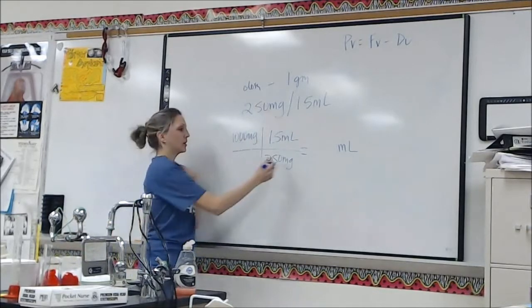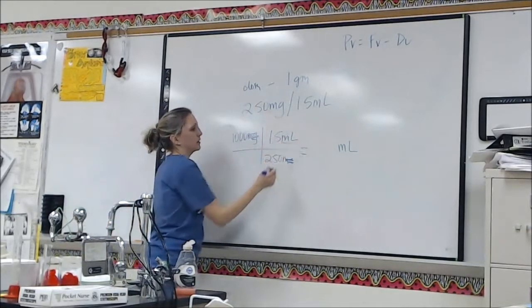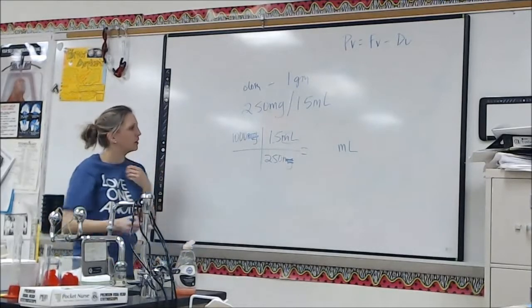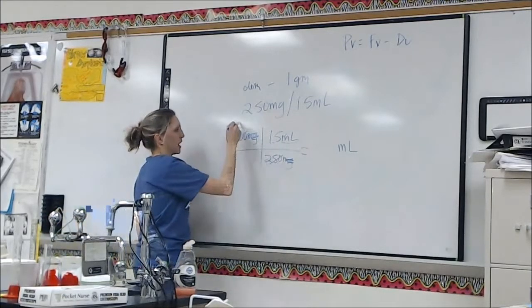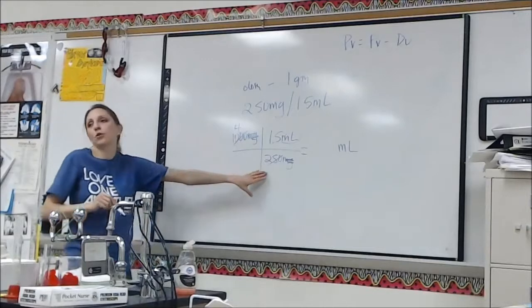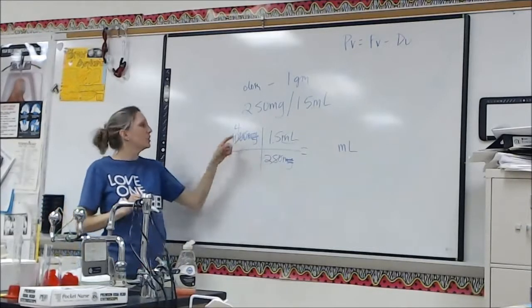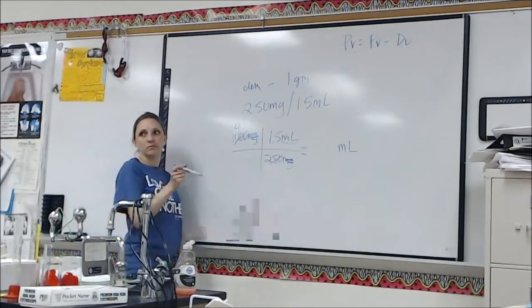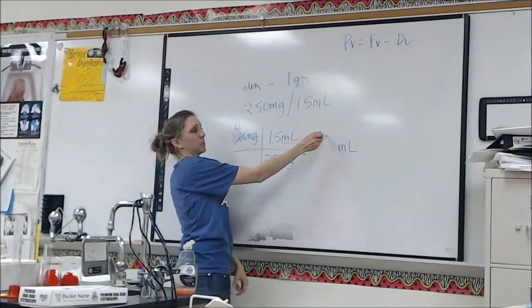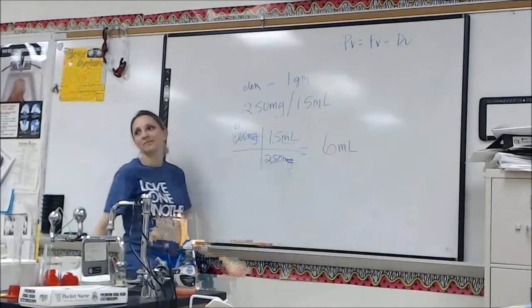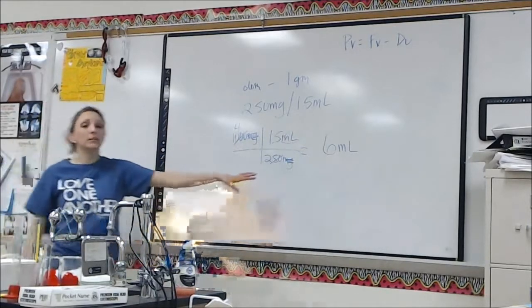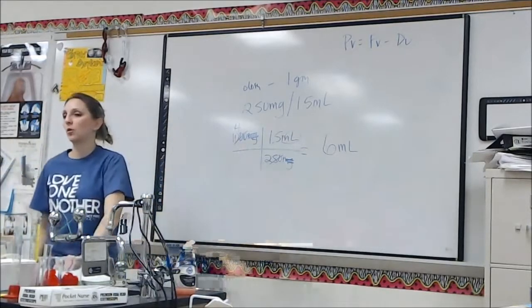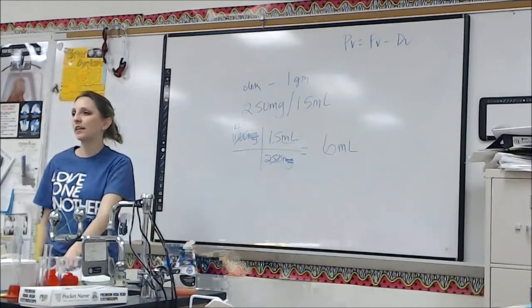So what do we get? Cross out our milligrams. We got our milliliters left over. This divides into this 4 times. There's 4 doses basically of medicine here. So 4 times 1.5. Okay, so 6 milliliters is the total amount that this is going to hold. Y'all see how I got that?